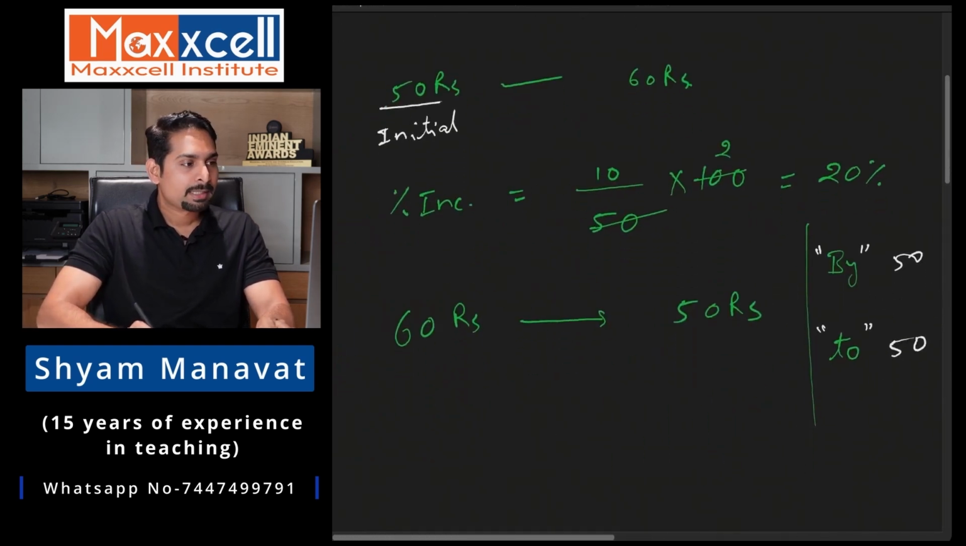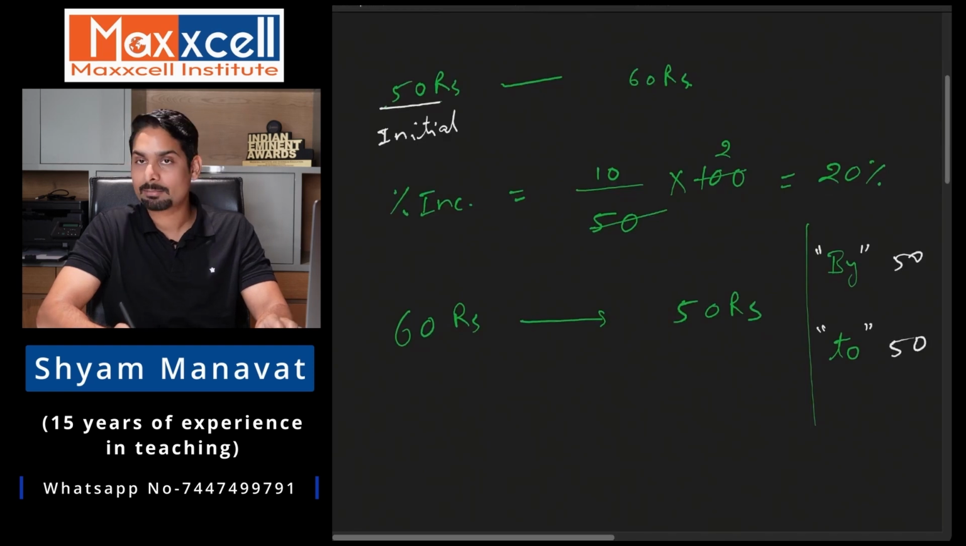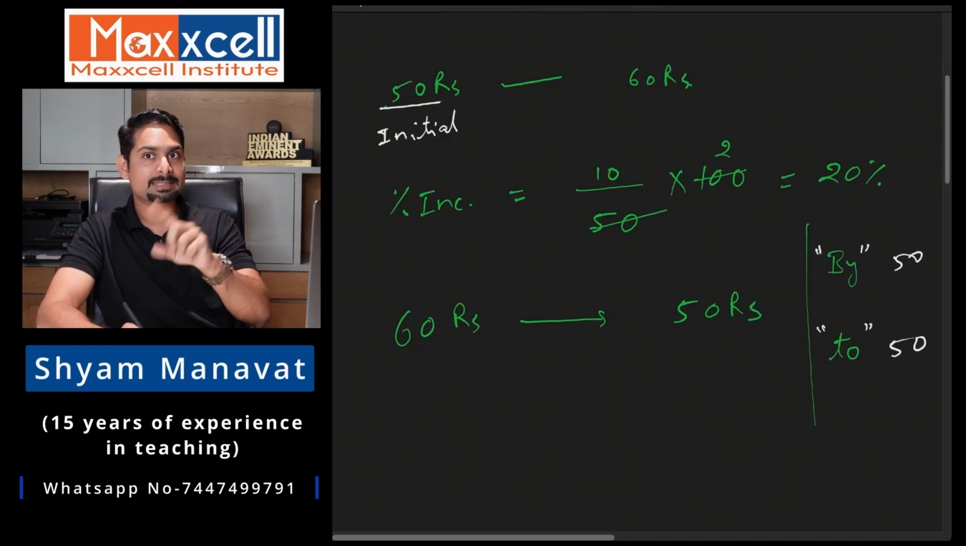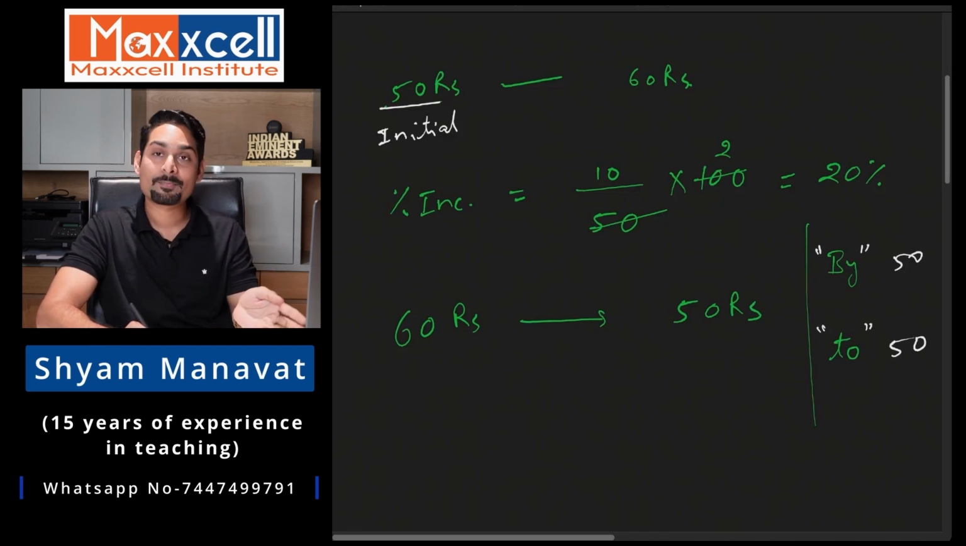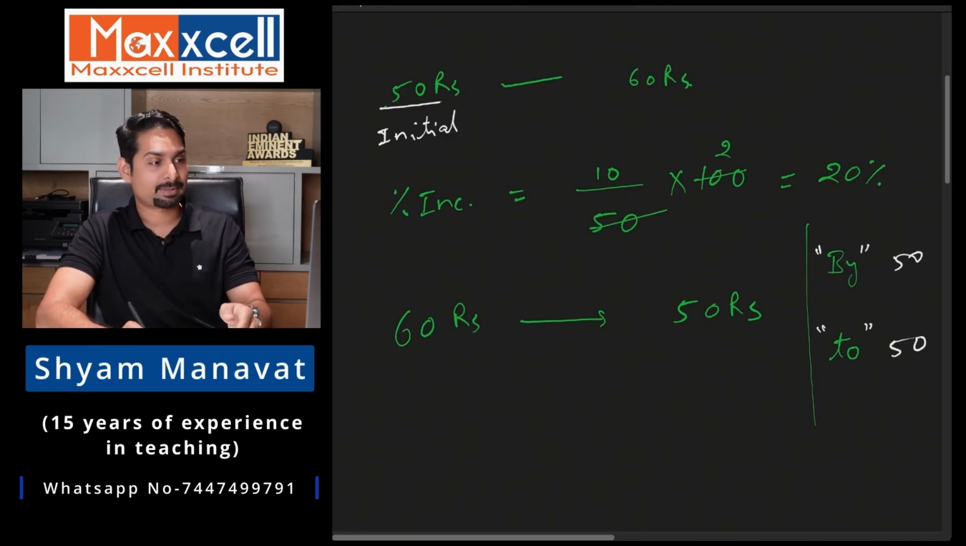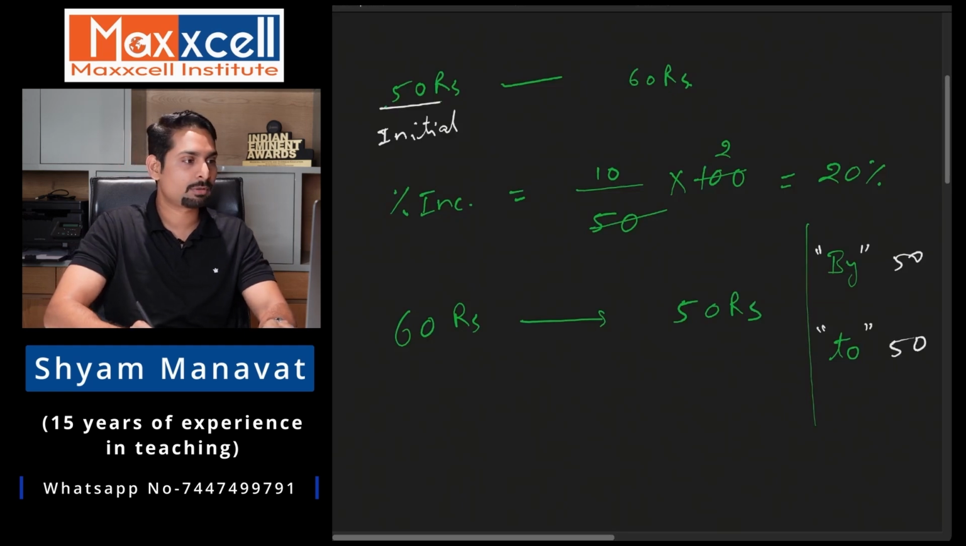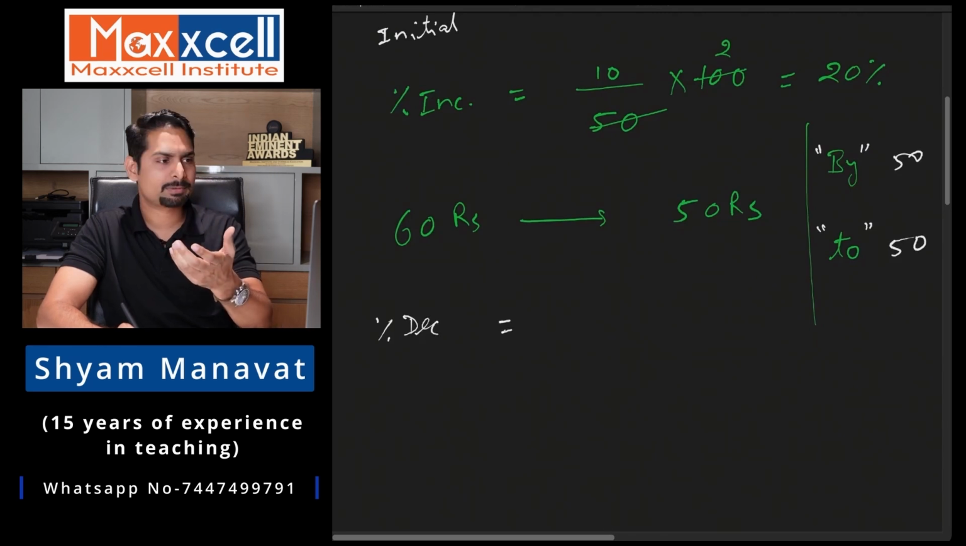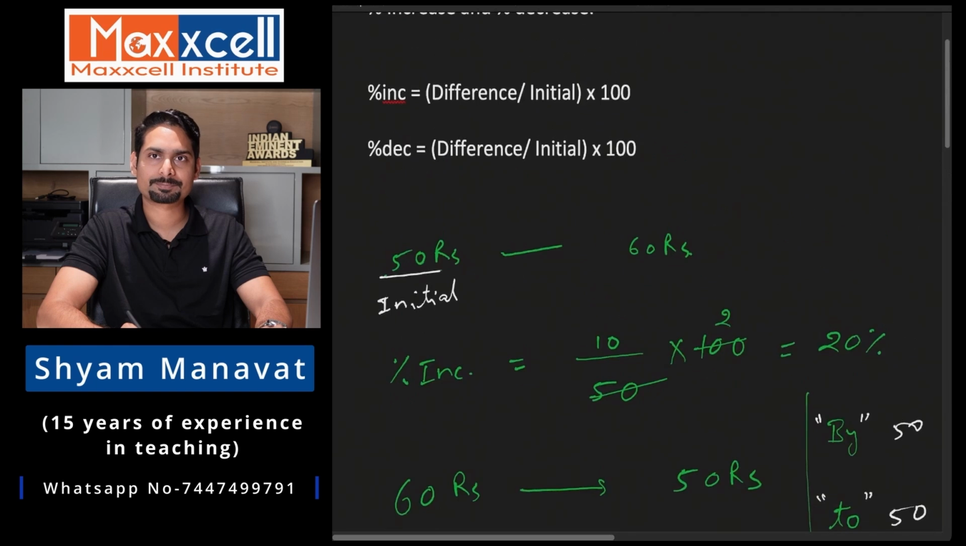Now here the price was 60 and now it has become how much? 50. So is it increasing in the price or decreasing in the price? Absolutely right. This is decreasing in the price, right? So this time let me calculate the percentage decrease for you. What will be the percentage decrease here? The formula says difference by initial.